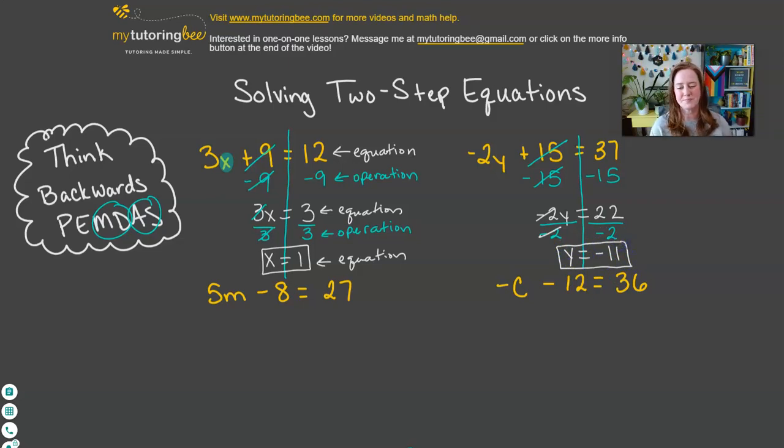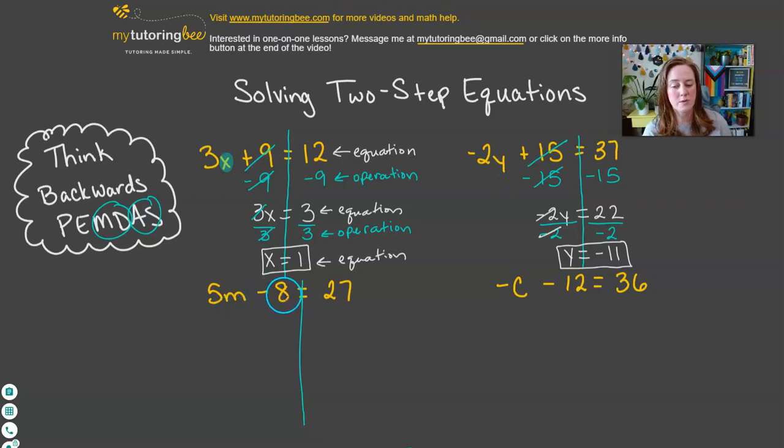All right, let's take a look at another one. This one is pretty similar. The only real big difference here is now we have something that's being subtracted. So here is our variable m. M is being multiplied times 5, and then that whole term we're subtracting 8 from. So just like we did in the last two, where we had addition that we needed to undo, this time we have subtraction that we need to undo first.